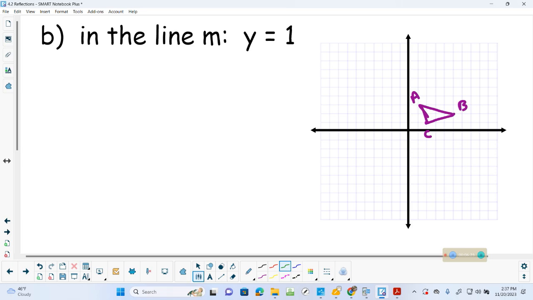Now your line of reflection is different this time. They swapped you out to y equals 1. What type of special line is that? Horizontal or vertical? Horizontal. So now I'm going to go to 1 on the y-axis and put a point. And I'm going to draw a dashed horizontal line through there.